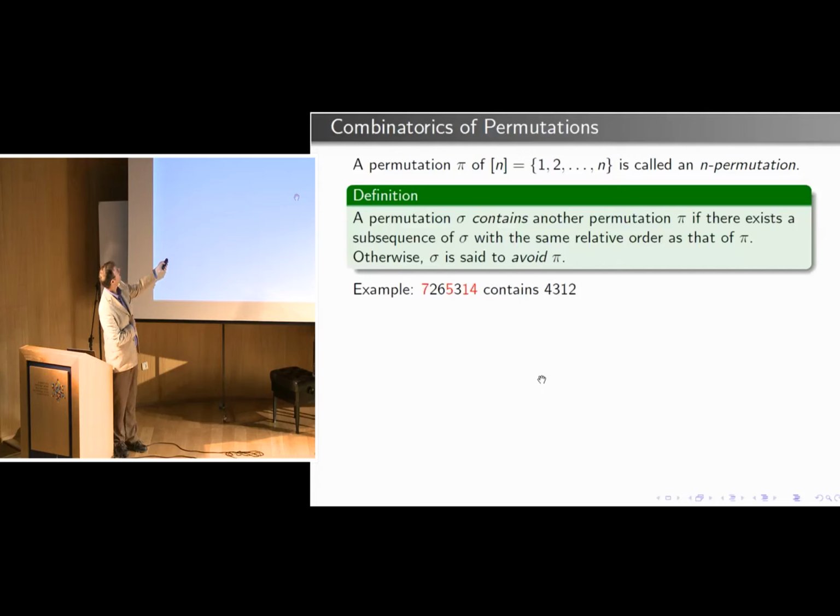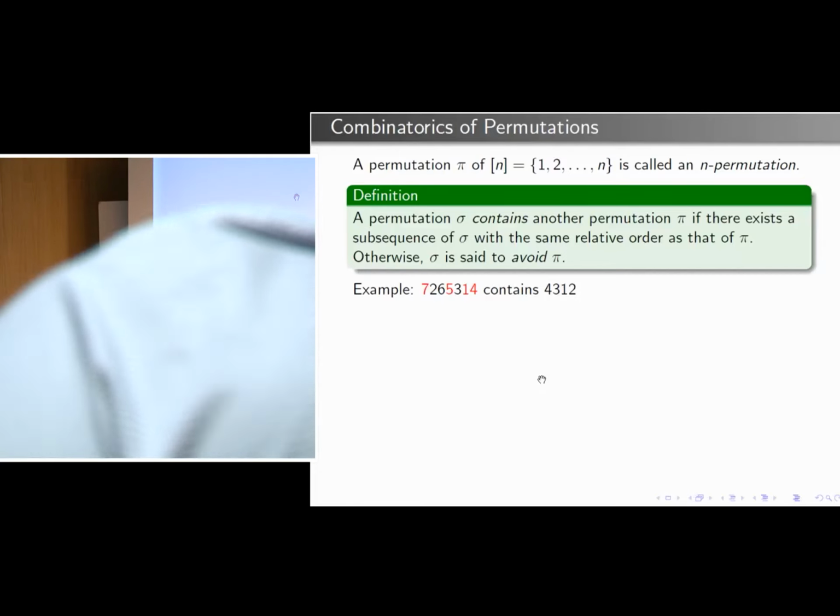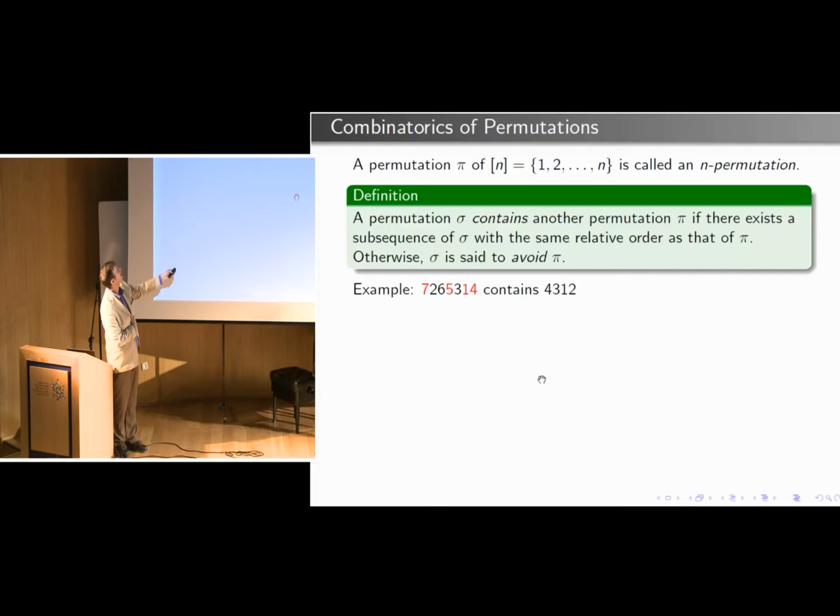So the number 7 is the largest of this subsequence, similar to 4 here. 5 is the second largest, similar to 3 being the second largest. 1 is the smallest here and here. And 4 is the second smallest, and 2 is the second smallest here. So this 7 permutation contains 4, 3, 1, 2, but avoids 1, 2, 3, 4. This is equivalent to saying that there's no increasing subsequence of length 4, and you can check this.